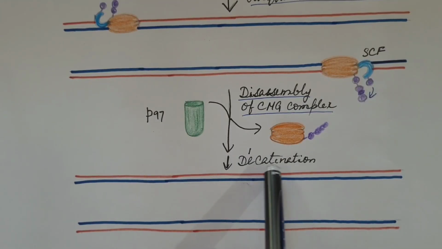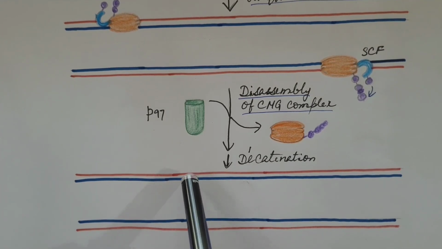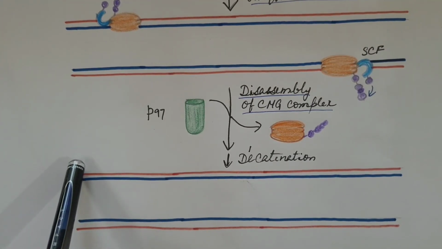This is followed by the decatenation of the newly synthesized strands. That is, if any catenanes are present between the newly synthesized strands, then they are removed by topoisomerase 2 and hence the two newly synthesized strands are separated. And this gives two double-stranded DNA molecules.